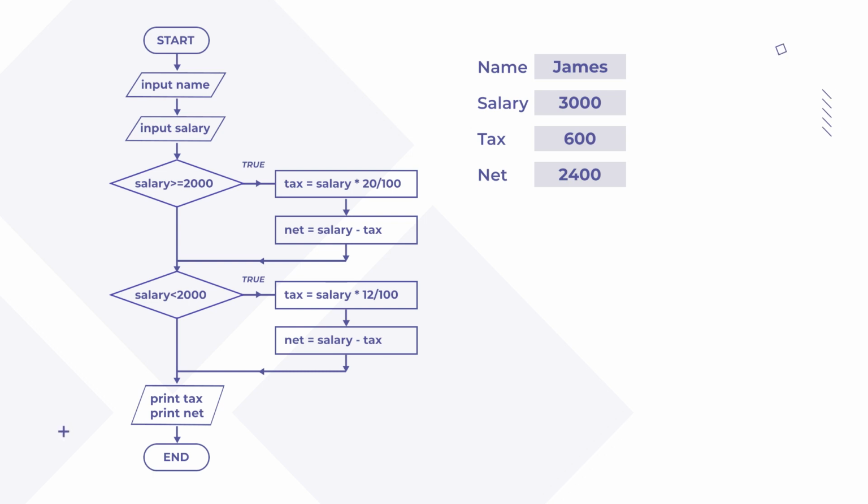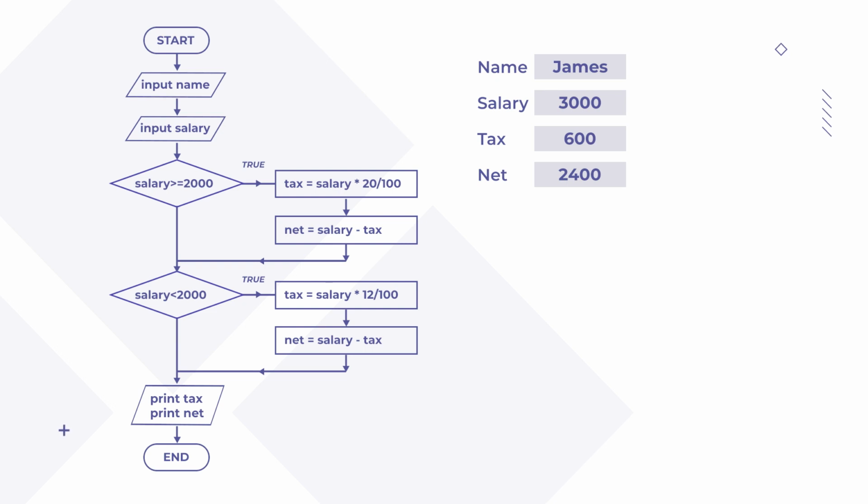So it will come here and then check this condition. Here I'm asking, is the salary less than 2000? It will pick up the salary, which is 3000. Is it less than 2000? In this case, the condition is false. If it is false, it will not go there, and it will not execute these two instructions.